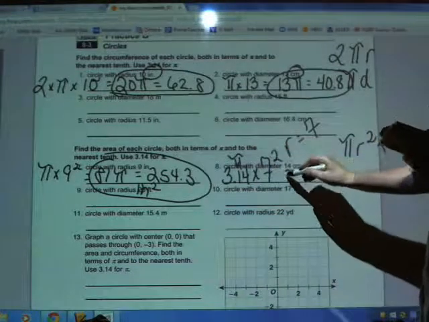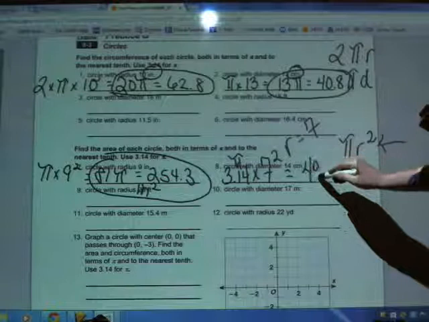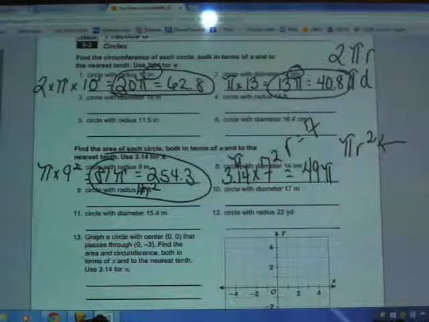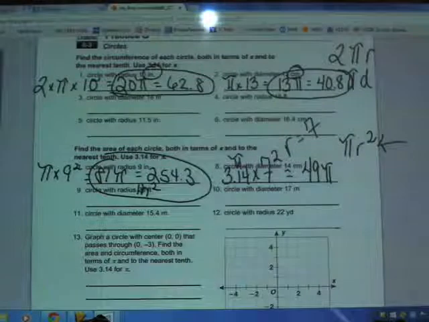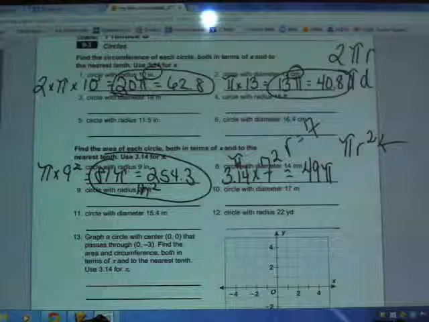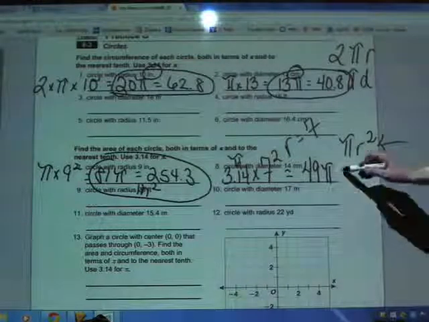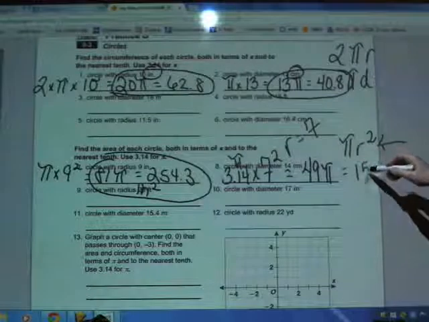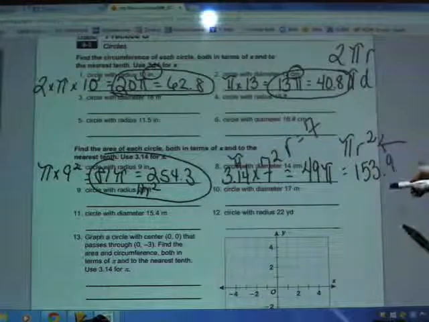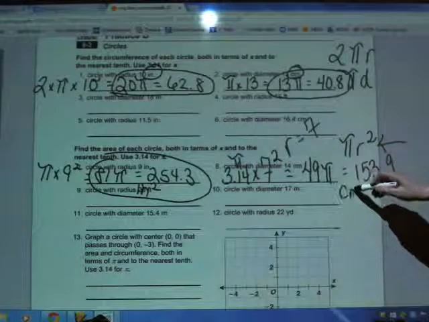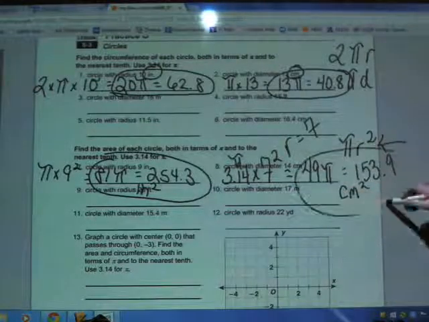Well, 7 squared is 49. So 49 pi would be one answer. 49 times pi. Remember, they wanted the answer in terms of pi. And then they want it with a numeric value, so 49 times our 3.14, 153.86, but again, we're rounding to the nearest tenth, so that's going to be 153.9, and that's going to be, in either case, centimeters squared.